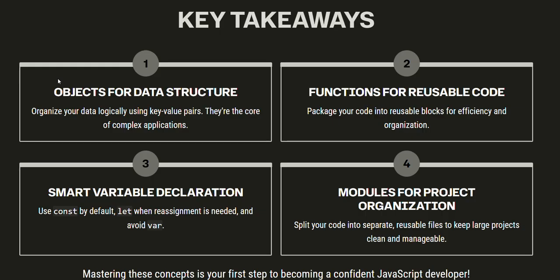Key takeaways. Objects for data structure: organize your data logically using key-value pairs; they are core to complex applications. Functions for reusable code: package your code into reusable blocks for efficiency and organization. Smart variable declaration: use const by default, let when reassignment is needed, and avoid var. Modules for project organization: split your code into separate reusable files to keep large projects clean and manageable.